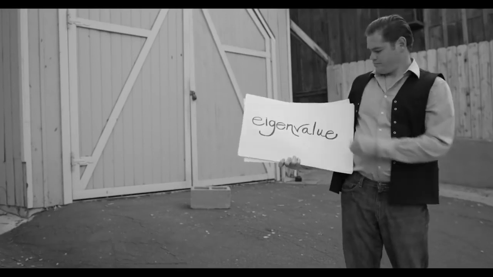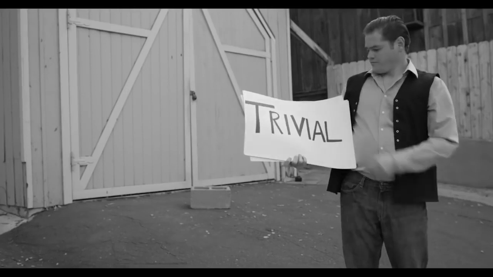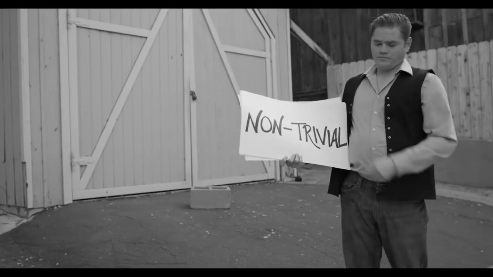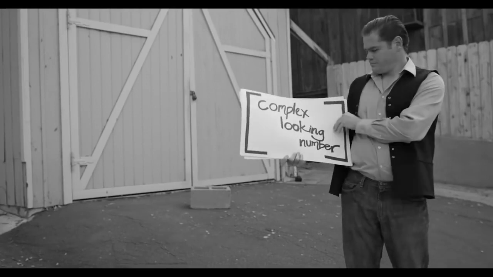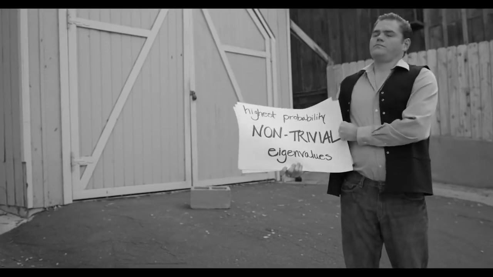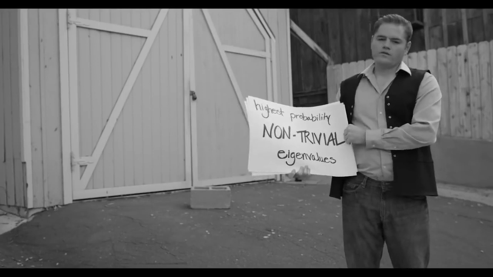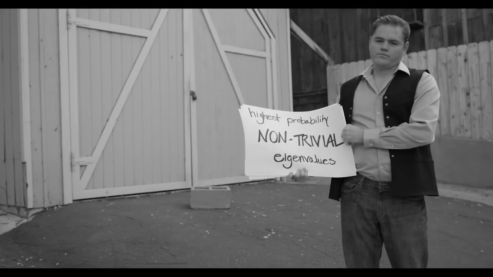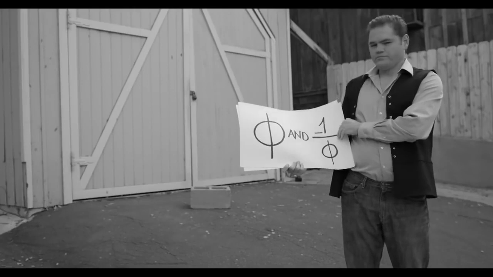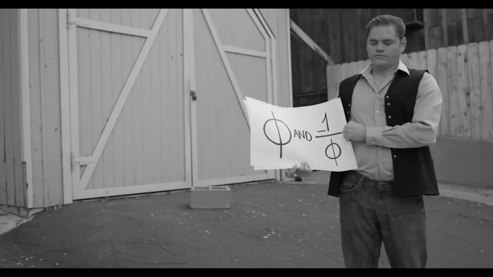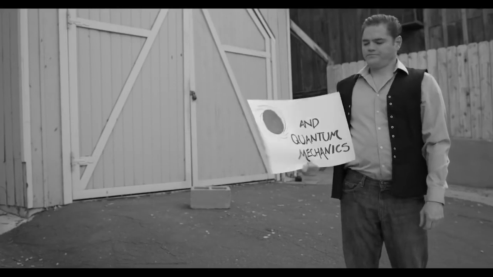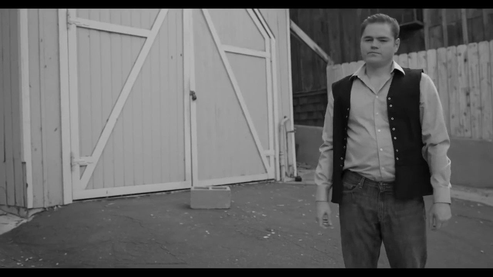It's called an eigenvalue. Some eigenvalues are called trivial. These are values like 1, 2, and 0. And some are called non-trivial, and those are all sorts of more complex-looking numbers. So, here's the interesting part. The highest probability non-trivial eigenvalues that show up in binary matrices are, ready for this, the golden ratio and -1 over the golden ratio. So we now see a deep link between black holes and quantum mechanics because the golden ratio appears deeply in both black hole physics and in quantum mechanics.